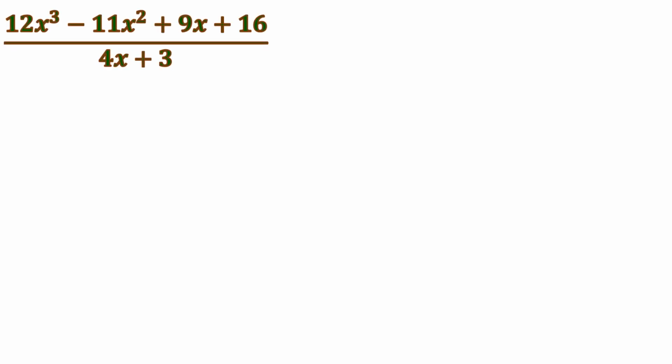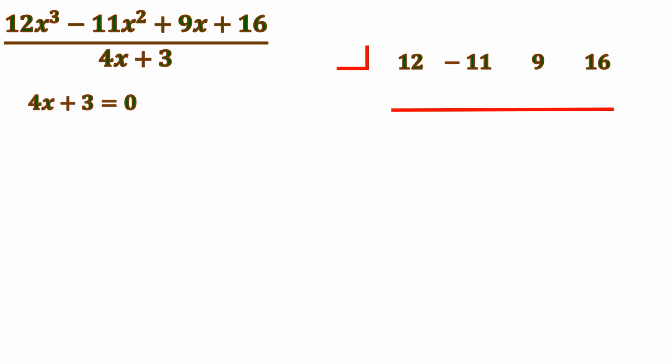Now this time we're going to use synthetic division. So we have this given. Now we're going to put all the numerical coefficients, 12, negative 11, 9, and 16. And let's put the line in the box. So we're going to solve for x. We're going to equate the divisor with 0. 4x plus 3 equals 0 and solve for x.